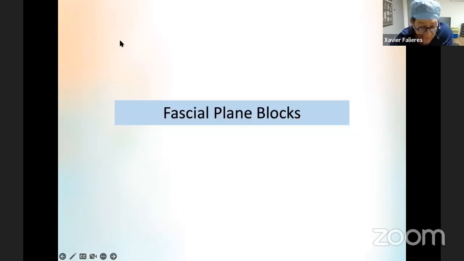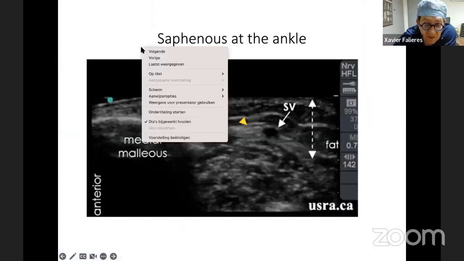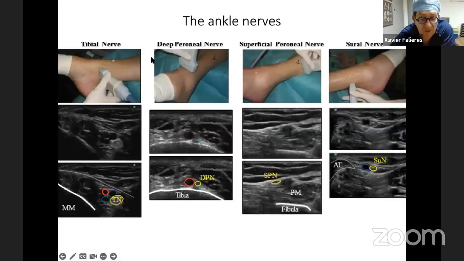But I would say, I will go back to my slides. If you give an infiltration with enough volume around the ankle, you will also have a good anesthesia of the foot. So when you are trained and have an ultrasound machine, you can try to give this block ultrasound guided, but don't make it so difficult. If you infiltrate around the ankle, you will have a good block for foot surgery.